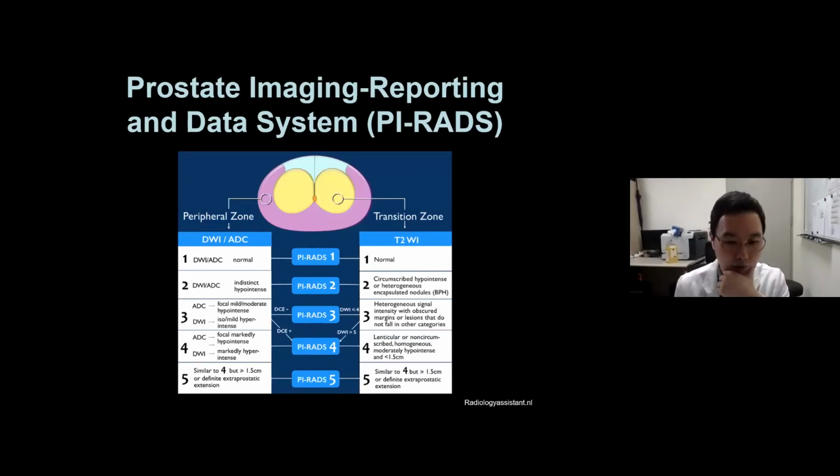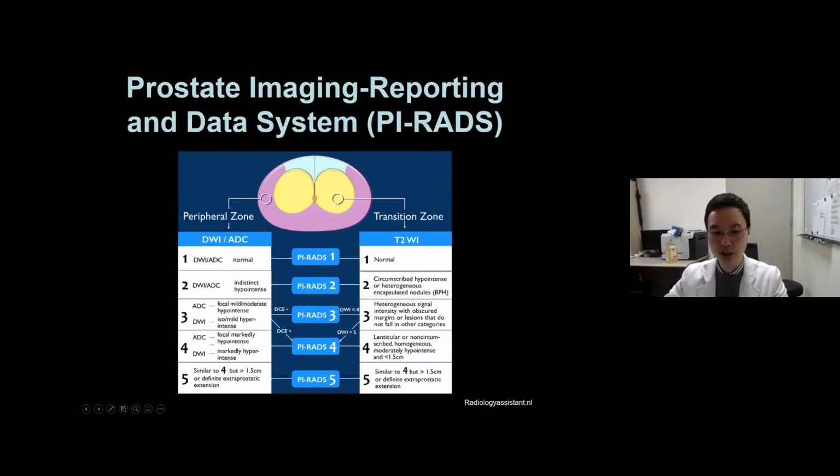However, what you need to keep in mind is that the assignment of the PI-RADS assessment category differs depending on where the central focus of the tumor is. So for peripheral zone tumors, diffusion or ADC are the standard choice of imaging sequence to assign the PI-RADS. And for transitional zone tumors, the T2 weighted images are the standard sequence.